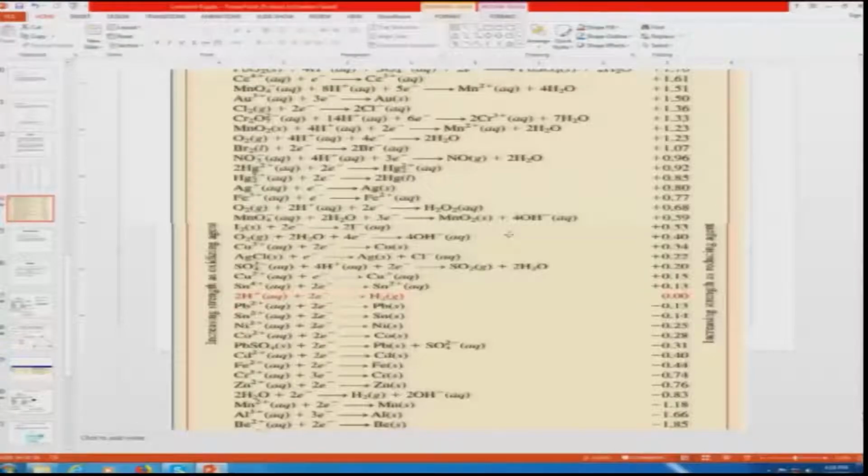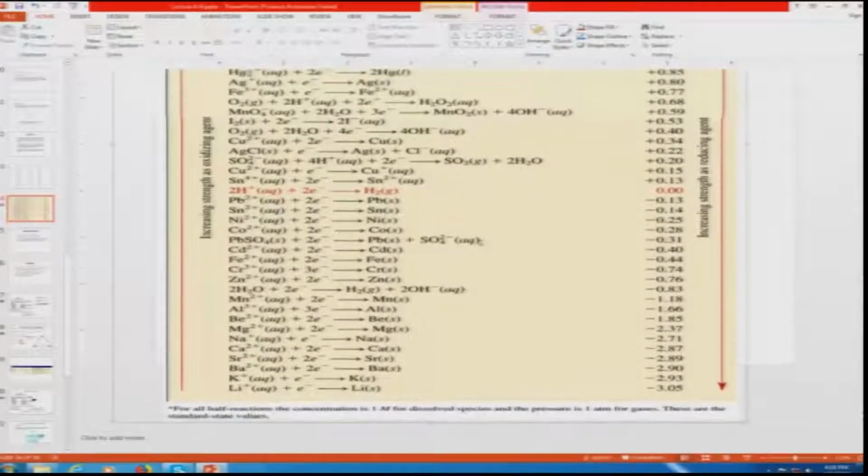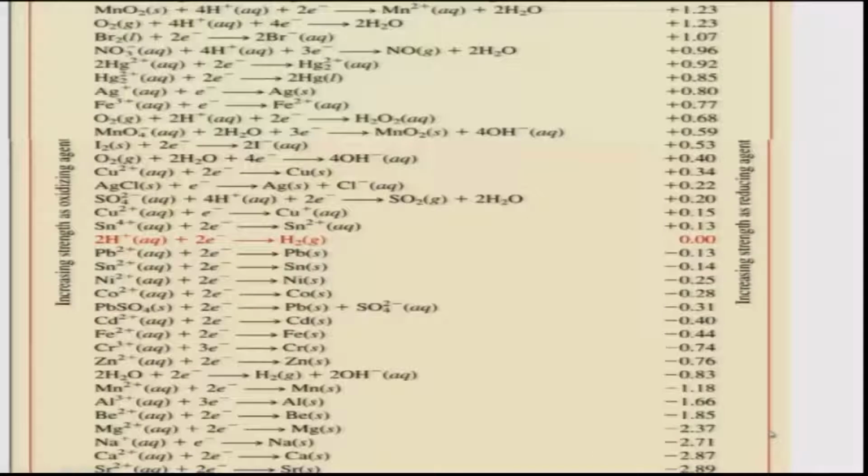So, these are tables. For example, if I scroll down, and then again go to full screen, you see now here we have hydrogen, this is hydrogen. Now, the other reactions, if we consider this, this was the reaction we considered for basic or neutral medium.